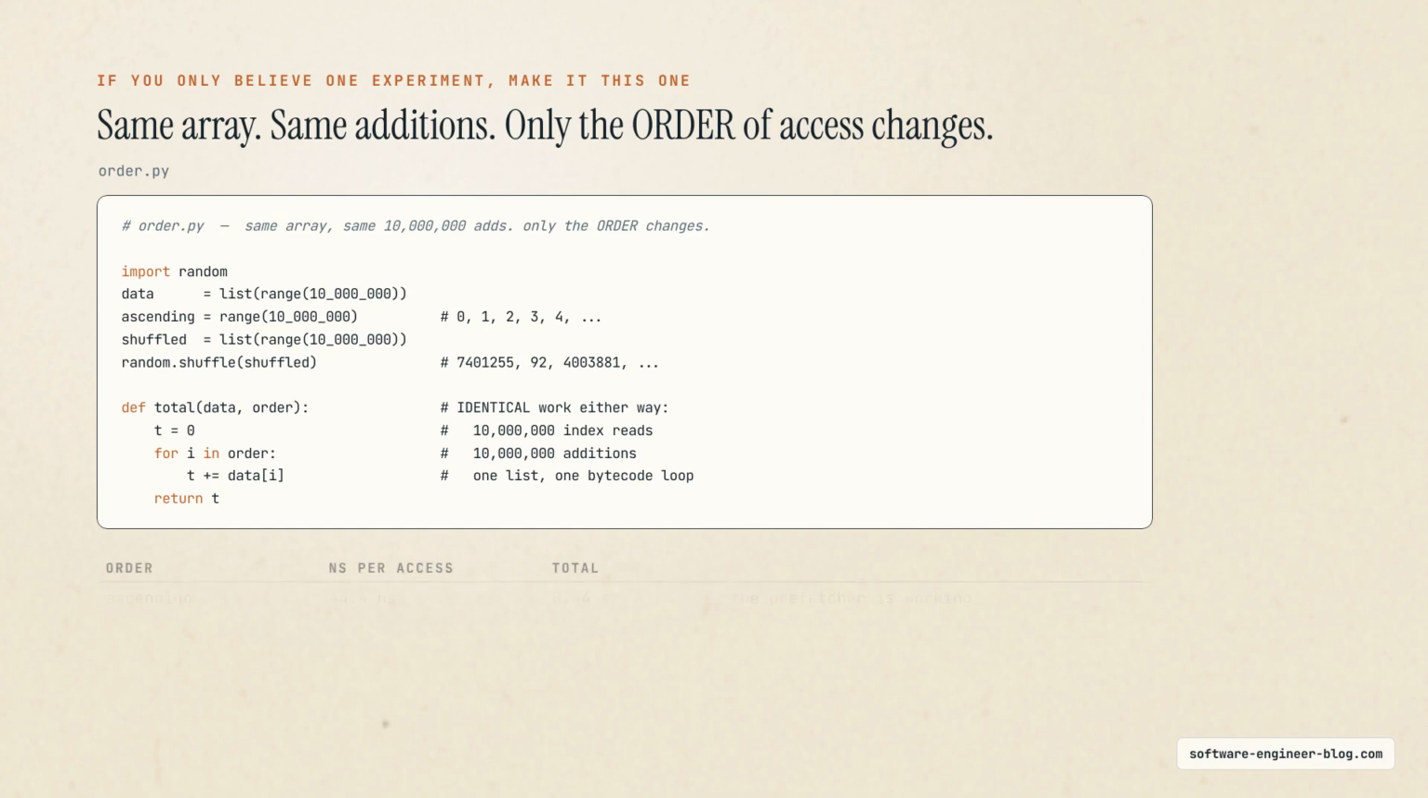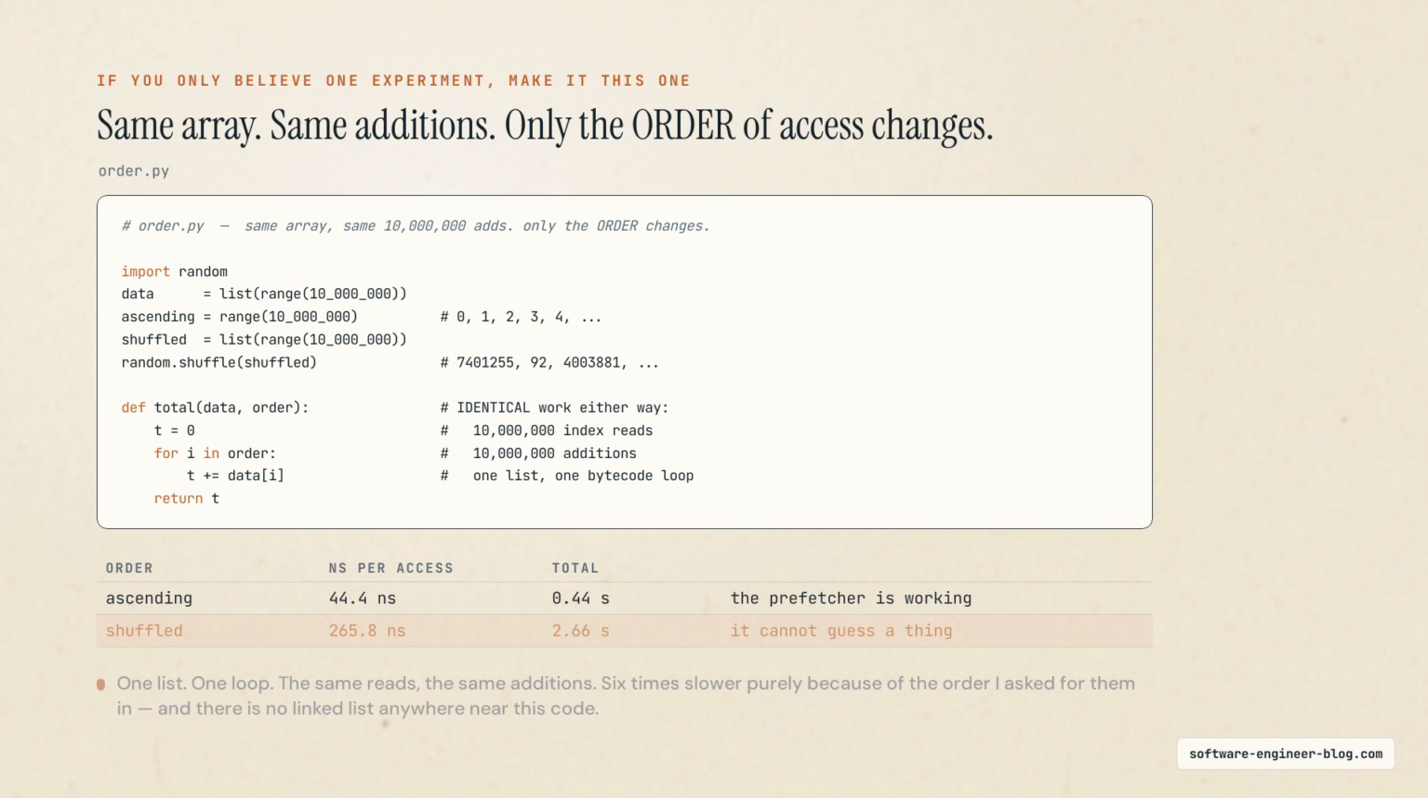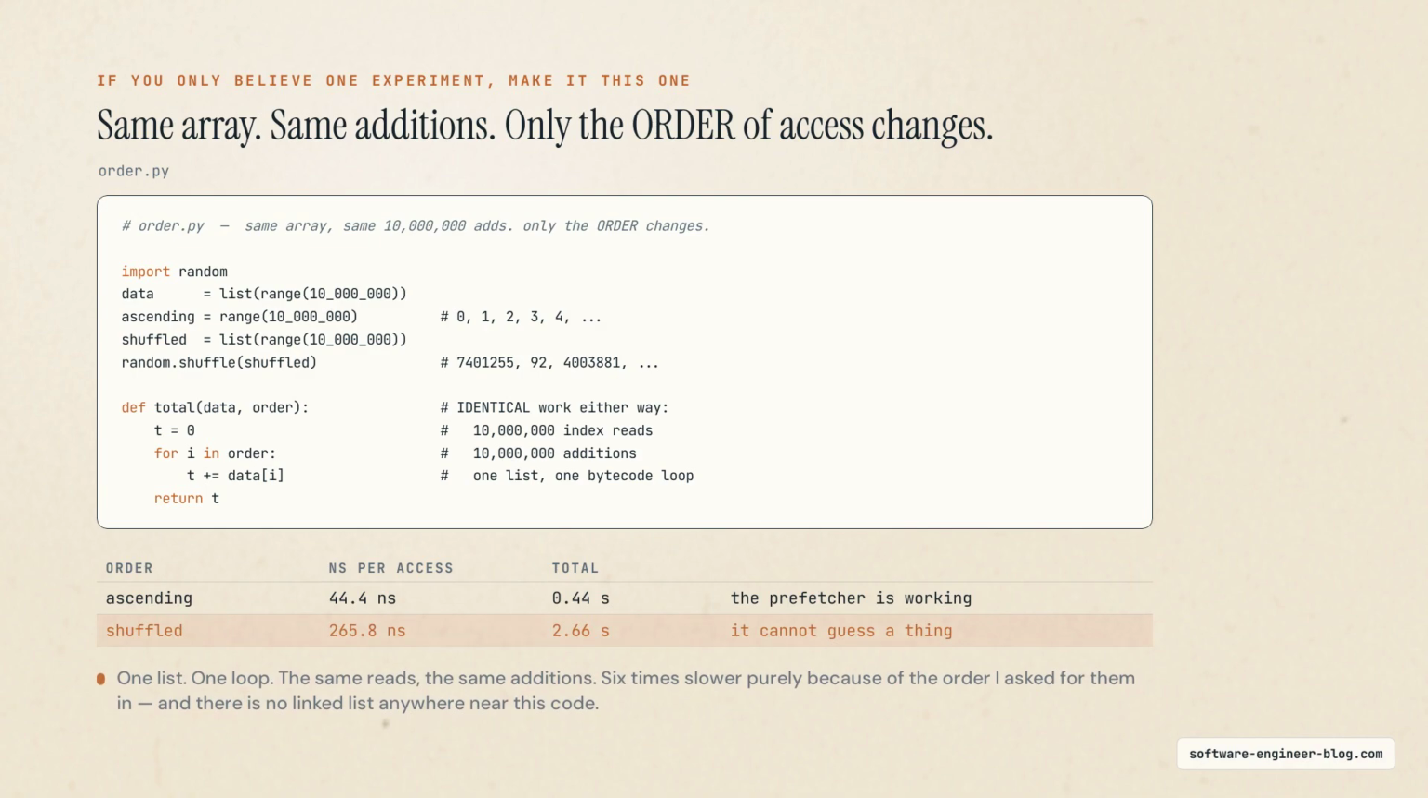In order, 44.4 nanoseconds per access. Shuffled, 265.8, 6 times slower. So it was never about nodes or pointers or objects being slow. It is about layout, and about whether the chip can guess where you are going next.